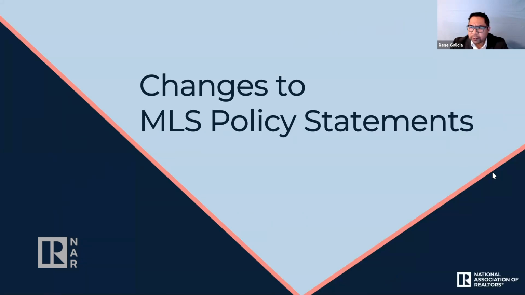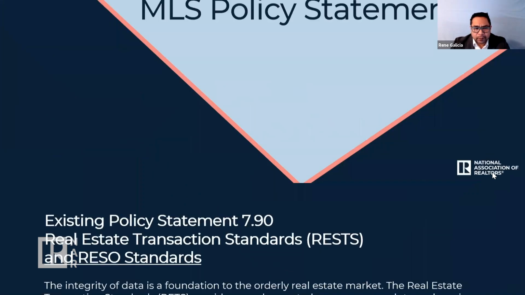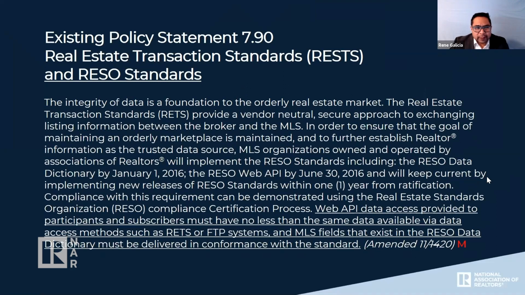Okay, so those were the changes to the model MLS rules. Now we'll be covering changes to MLS policy statements. The first one is an update to policy statement 7.90. So this is an existing policy. We've added the text that's underlined at the bottom of the paragraph here. And this is dealing with our policy on real estate transaction standards and RESO standards.